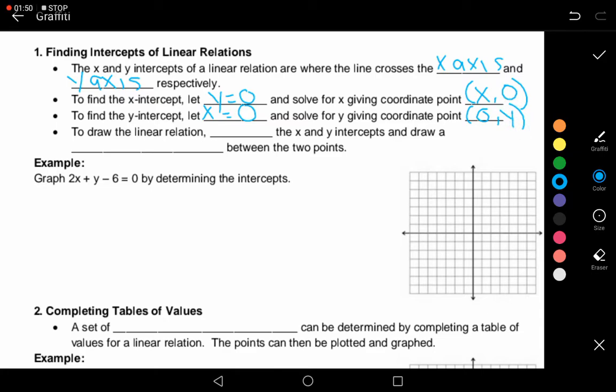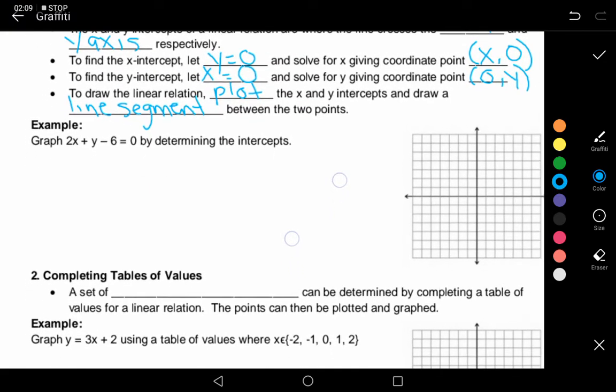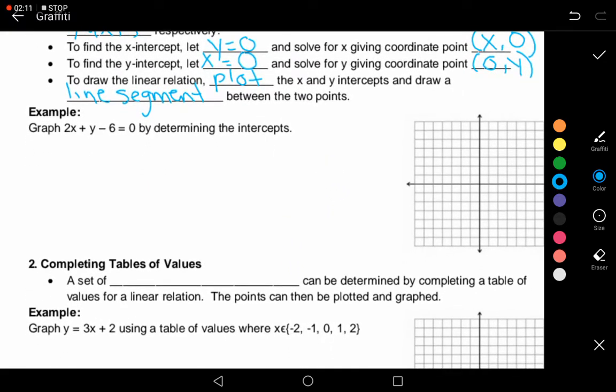Okay, so last step here, to draw the linear relation, we're going to plot the x and y intercepts and draw a line segment between them. All right, so now let's look at an example here. Graph 2x plus y minus 6 equals 0 by determining the intercepts. The first thing we're going to do is look for our x-intercept. When we're finding our x-intercept, we're having y equals 0. That means we're just using substitution. So where we see y, we're just going to put a 0.